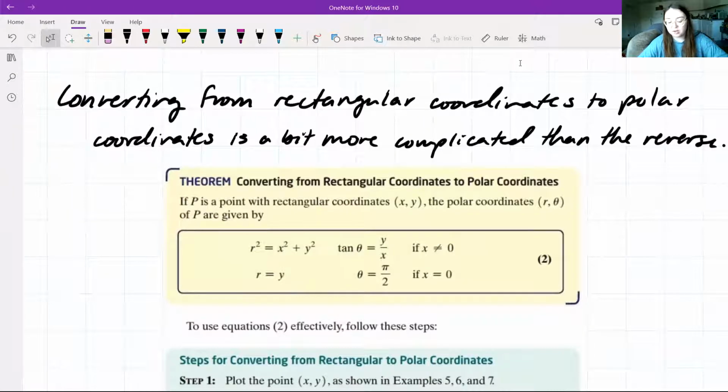given by r squared is equal to x squared plus y squared, from which we get the tangent of theta is equal to y over x if x is not equal to 0. Then if x is equal to 0, we get that r is equal to y and theta is just pi over 2. That would be when theta was pi over 2, that's when x is equal to 0.